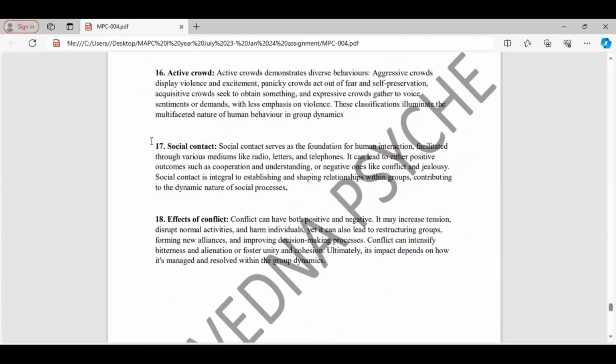And lastly, effects of conflict. Again, the positive or negative effects of conflict you have to mention here. With this, we have completed our assignment for MPC-004.